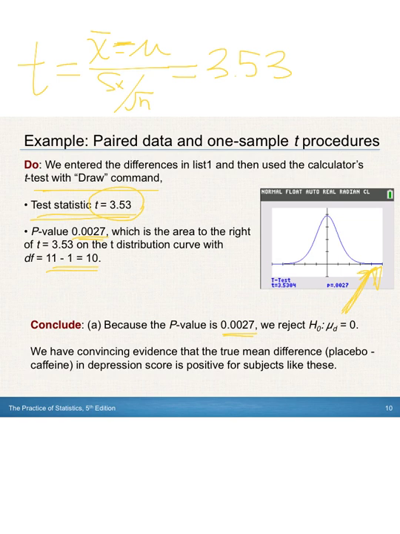reject the null. We have convincing evidence that the true mean difference, placebo minus caffeine, in depression scores is positive for subjects like these. Because we remember the null was the difference would be nothing. If the caffeine made no difference, if the placebo made no difference, there should be an average difference of 0.